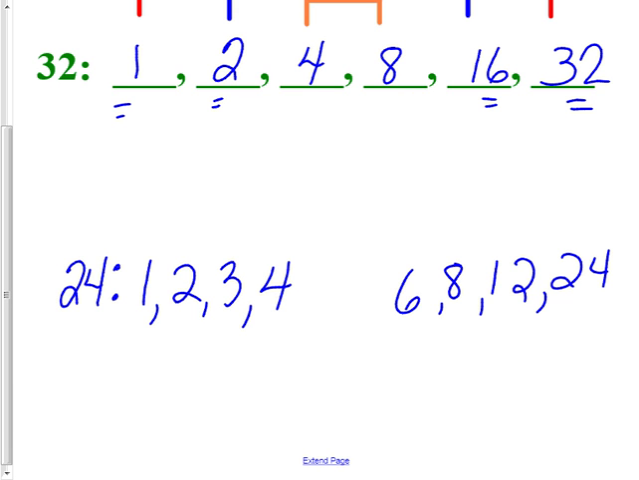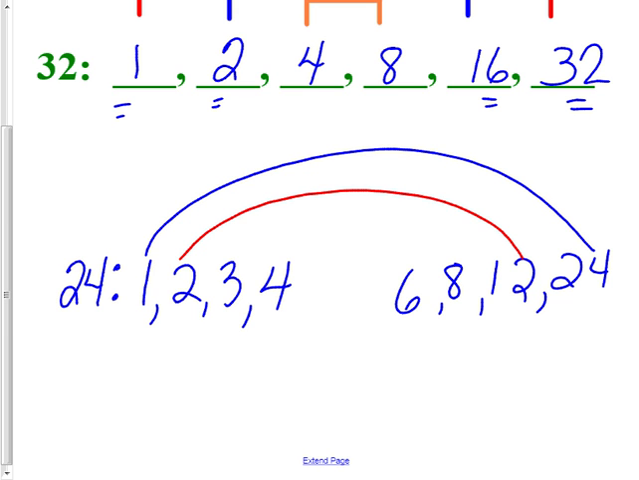And if I use the rainbow method to connect them, 1 times 24, 2 times 12, 3 times 8, 4 times 6, all of my numbers are going to match up. The only time they don't is when I have a perfect square, which we'll talk about another day. And that's when I have just a number, for example, like 25, where 5 times 5 is 25. 5 would be in the middle by itself.